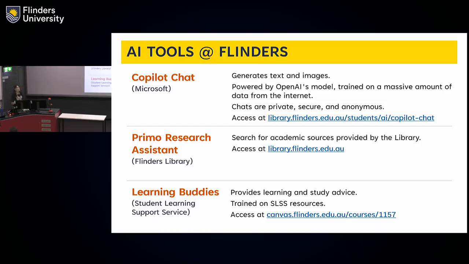Another tool is Primo Research Assistant. This is provided by Flinders Library, and like the name Research Assistant, you might guess that this is a good tool to help you with your research, with searching for high quality academic information. It searches for academic sources provided by the library. So all of those subscription online articles, online books, and so on, that the library pays for so students can access, you can search for them through this tool.